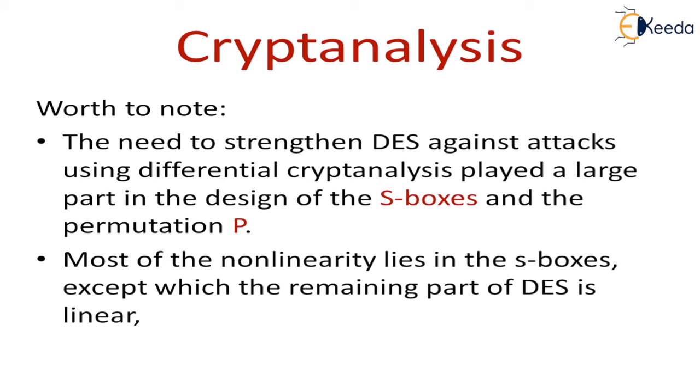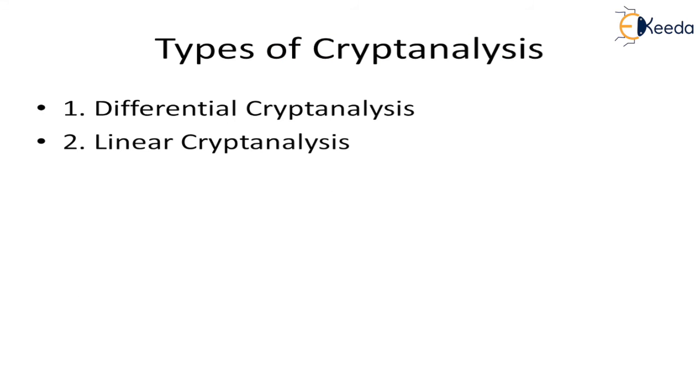Now, cryptanalysis. Cryptanalysis is the strongest weapon against DES. We have come up with certain observations. The need to strengthen DES against attacks using differential cryptanalysis played a large part in the design of the S boxes and the permutation P. Most of the non-linearity lies in the S boxes, except for which the remaining part of DES is linear. So there are two major types of cryptanalysis. First is differential cryptanalysis, and second is linear cryptanalysis.